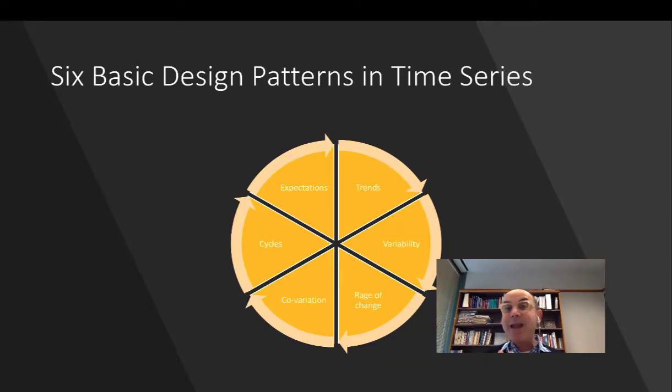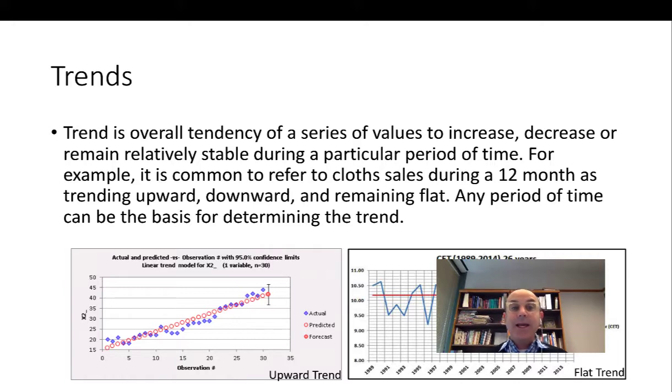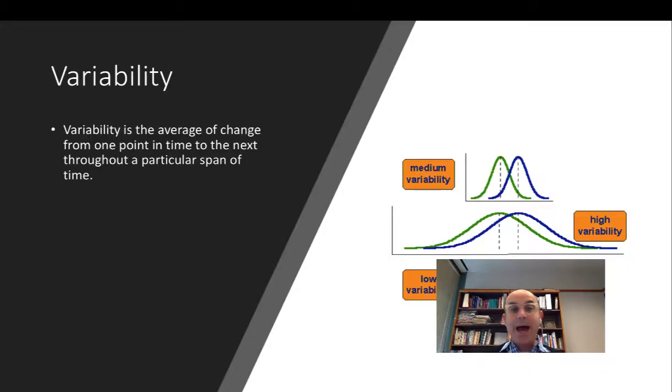So, six basic design patterns in time series, all of which are part of the textbook recommendation. The idea here is that the trend is the overall tendency of the value to increase or decrease with regard to time. For example, it is common to refer to sales during 12 months. So we can see the observation, and what it entails and how to apply that.